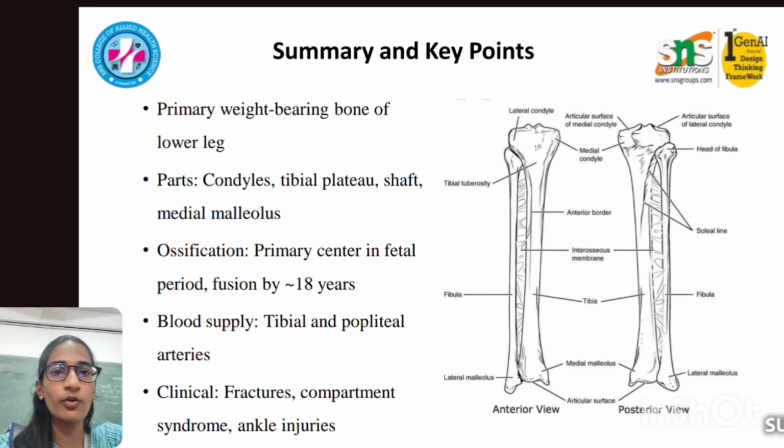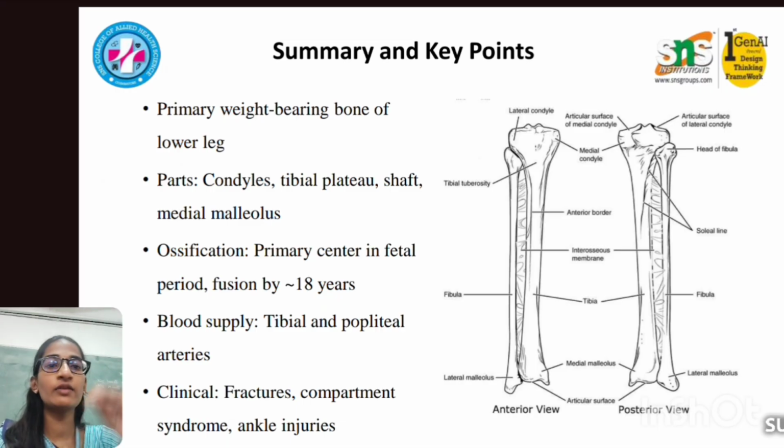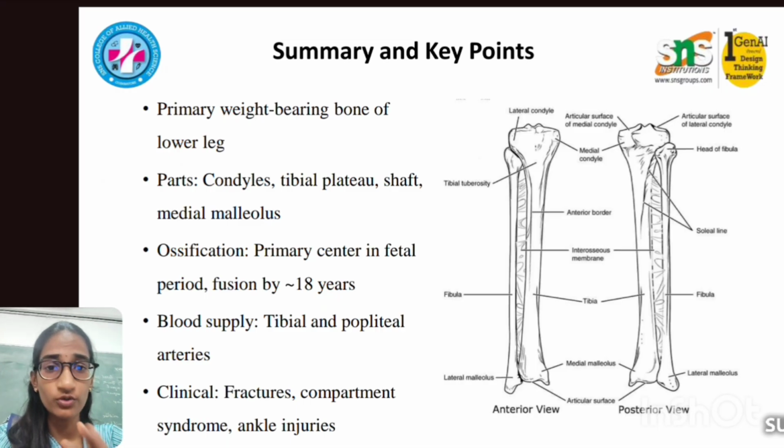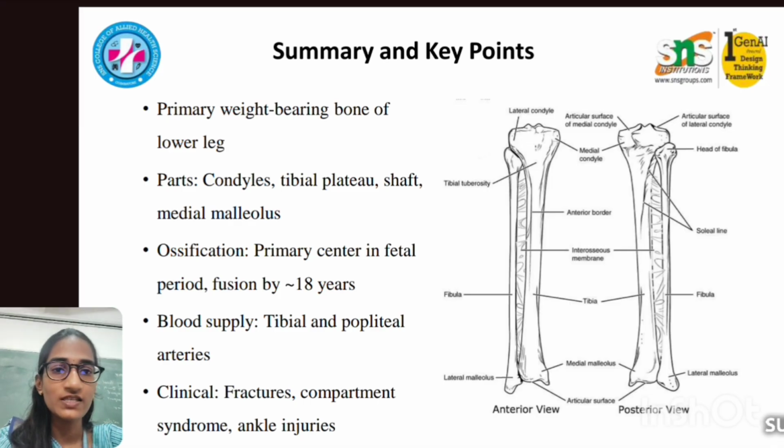Now the summary and key points. The tibia is the primary weight bearing bone of the lower leg, and it is the second largest bone of the body. Its parts consist of condyles, tibial plateau, shaft, and medial malleolus. Ossification is that the primary center appears in the fetal period, with fusion by 18 years. The blood supply is from the tibial as well as popliteal arteries. The clinical relevance includes fractures, compartment syndrome, and ankle injuries.